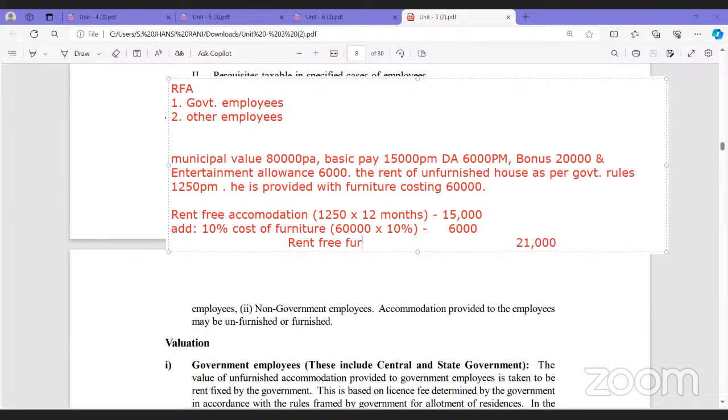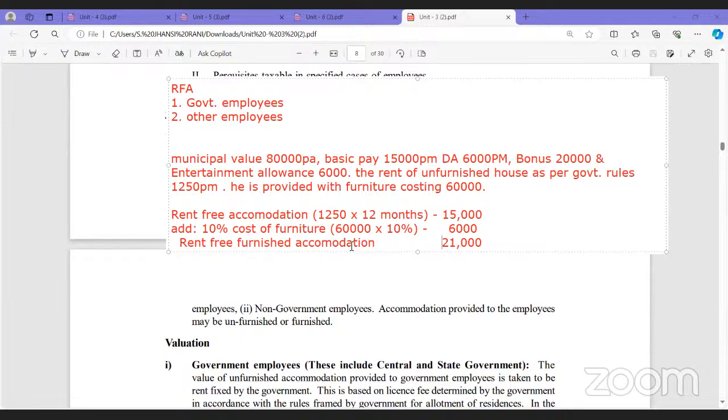So whenever it is given, we write rent-free furnished accommodation. Furniture is also provided, so it is furnished accommodation. And remember one more thing, they will not give all these details. We have to calculate and write in the format. This all we will do in the working notes and write in the table in a full-fledged problem. This is part of the problem.